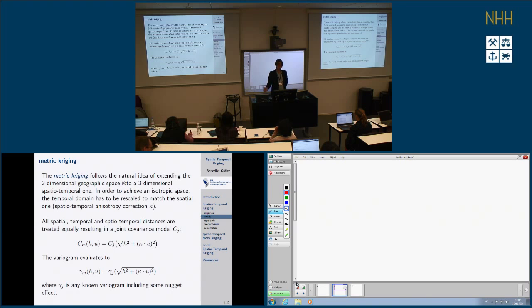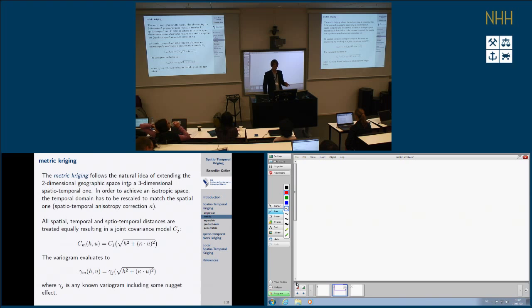Metric kriging is kind of the next simplest approach, where you assume there's a certain scaling between space and time. Say we can adapt 1 day to 150 kilometers and simply scale time to this spatial dimension, and then we assume distances between space and time behave just the same.